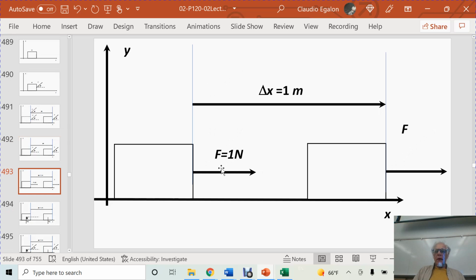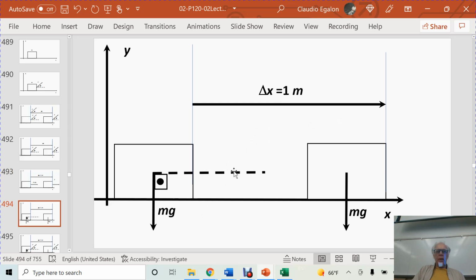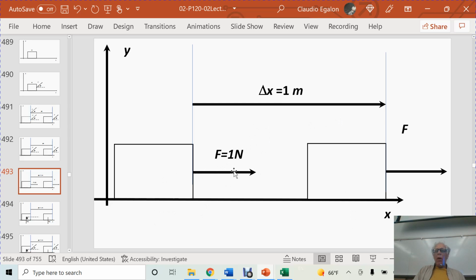So if you have a force of 1 Newton, and this object is displacing 1 meter, the work done by this force was 1 Newton times 1 meter. The angle between the force and the displacement is going to be 0. That's the mathematical definition of the work done by a given force. The work is defined in terms of a given force. It doesn't have to be this force F, it can be any force. So the work done by this force here is 1 Newton times meter.